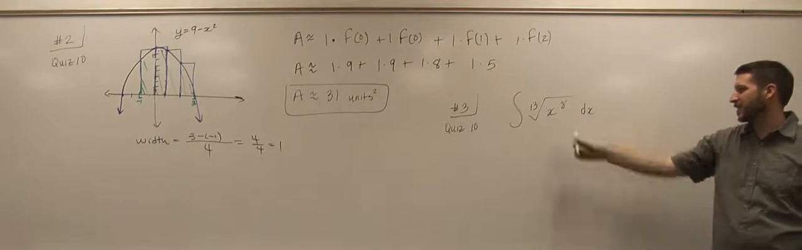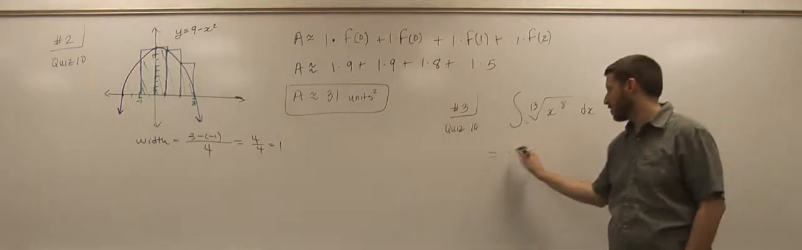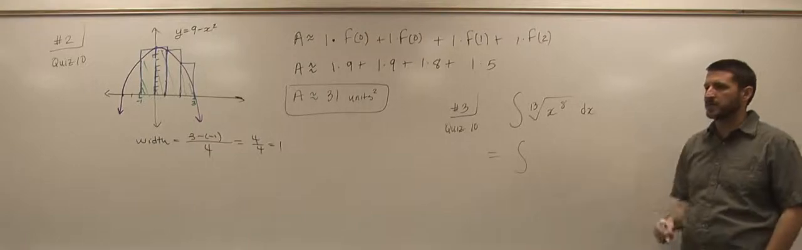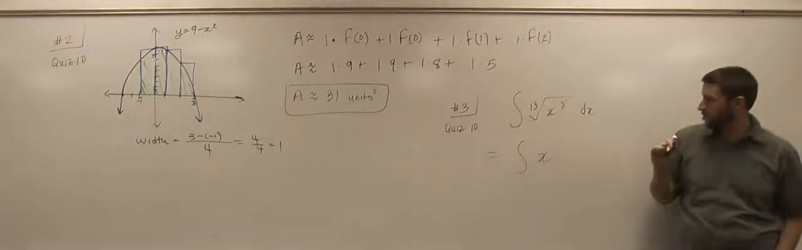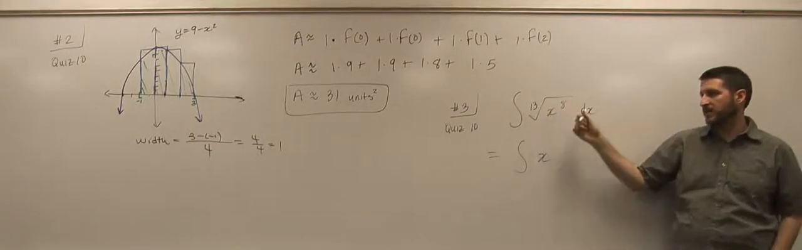How do you integrate a root? You gotta change it to a power. Once you change it to a power, then you can use your power rule. So what power is this? The 13th root, so the 13th is in the denominator. 8 over 13.